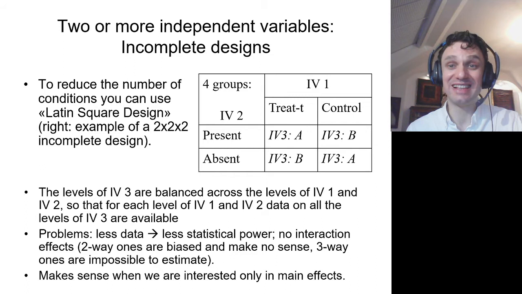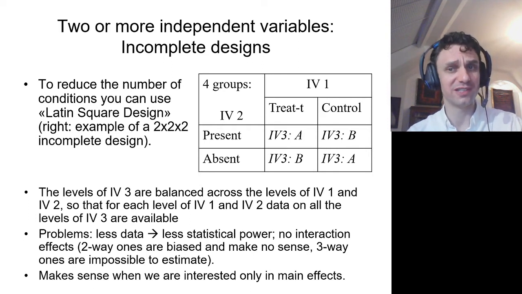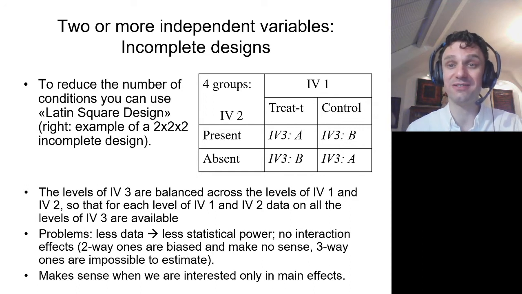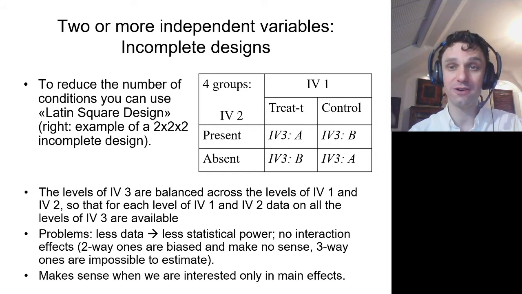The classical example of an incomplete design is a Latin square design. Imagine that I have 3 independent variables, each of them with 2 levels. But I say I only want to use 4 groups. So the best thing I can do is distribute the levels of my third independent variable across the levels of my first 2 independent variables. So that for each level of my IV1, for example, treatment, I have both levels of IV3, A and B. And the same for the control level of IV1, I have levels of IV3, B and A. And for the second IV, which might be present or absent, I also have IV3 A, IV3 B, and IV3 B, IV3 A.